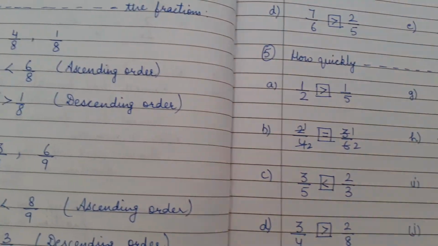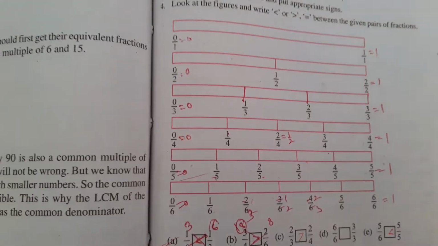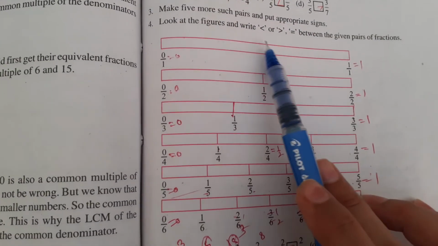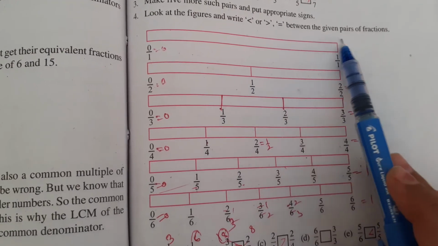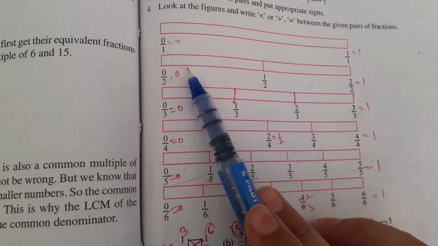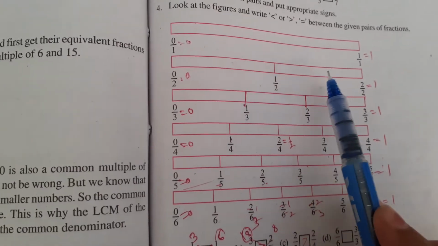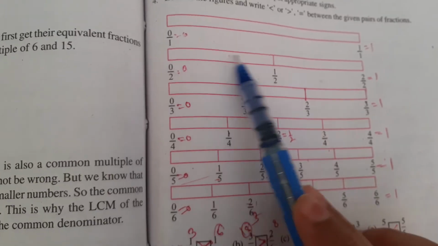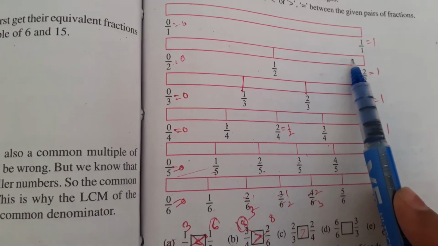As for question number 4, look at the figures and write less, greater or equal between the given pairs of fractions. Now this is a strip. This is another strip, but it has been divided into 2 parts. One half and this is the other half.